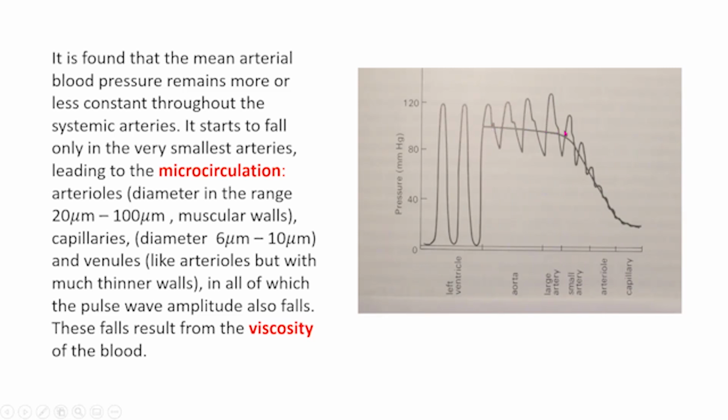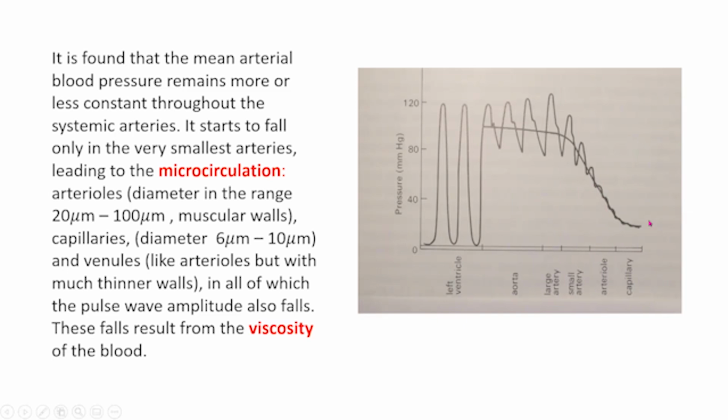But in all the large arteries, the mean pressure, and indeed the amplitude, the height of this wave, stays more or less constant. It's only when you get to very small vessels, especially the microcirculation, that both the mean pressure goes right down and the amplitude goes right down as well. So in the microcirculation, there's hardly any pulsatility of the pressure. And that, of course, results from the viscous properties of the blood.